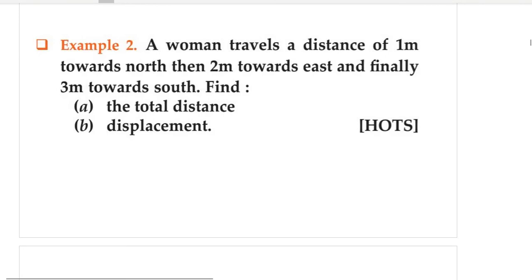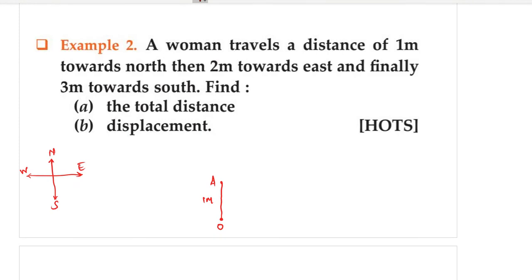Okay, let's solve this. A woman travels a distance of 1 meter towards north. First, let's draw the directions. So this is north, south, east, west. Let's say this is the starting position O, 1 meter towards north. This is point A towards north.